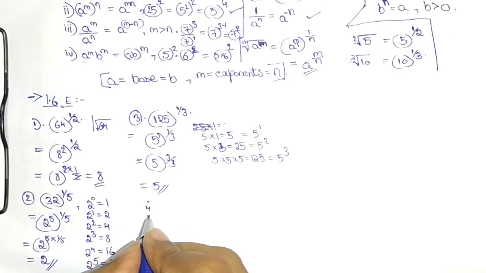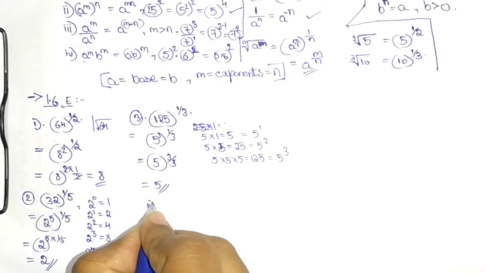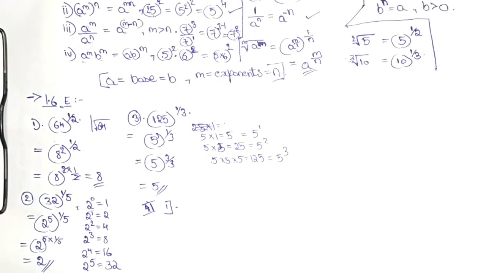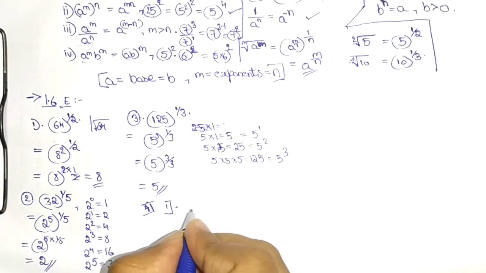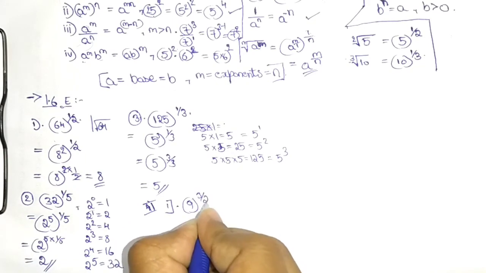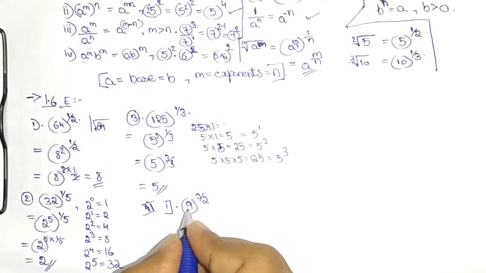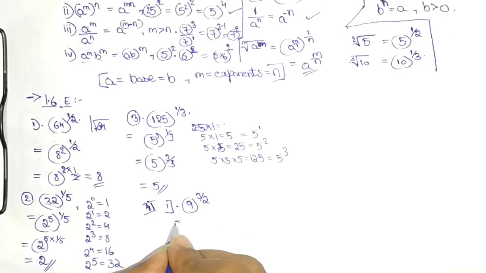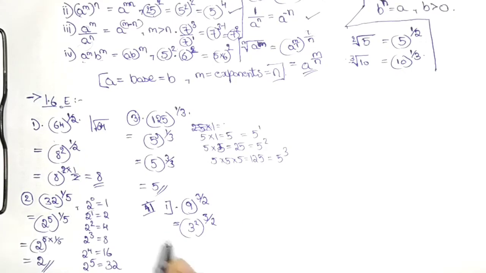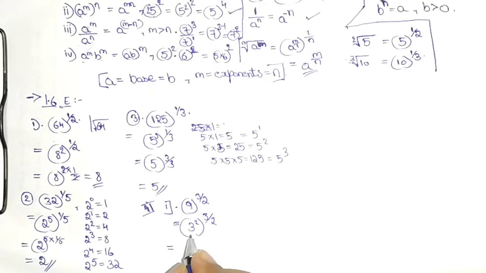Sorry, there is no fourth question. Let us go to second main first question. Taking the second main first question itself, 9 power 3 by 2. We know 3 square is 9, so 3 square whole power 3 by 2. Same thing, only the numbers are different. Everything is going to be the same.